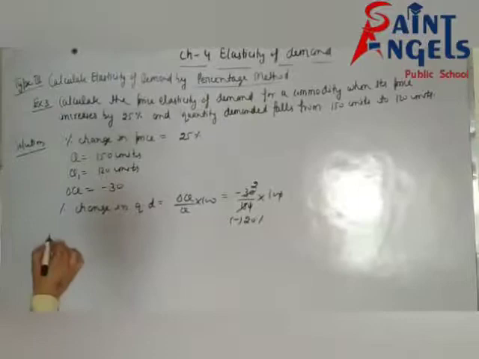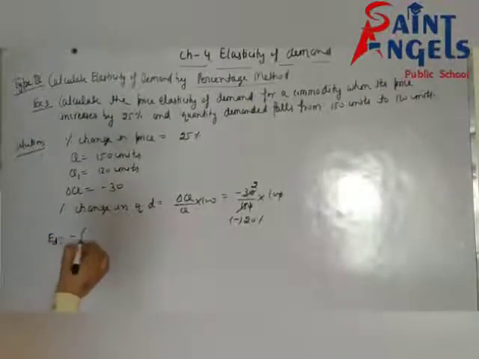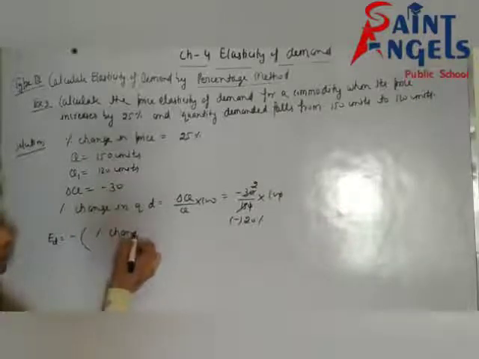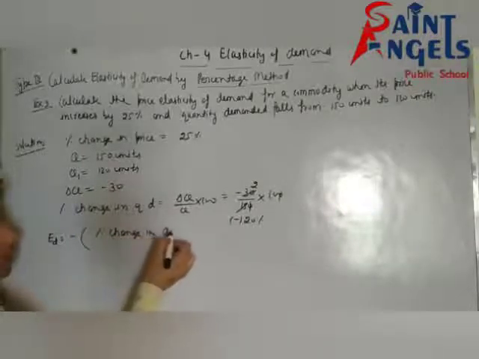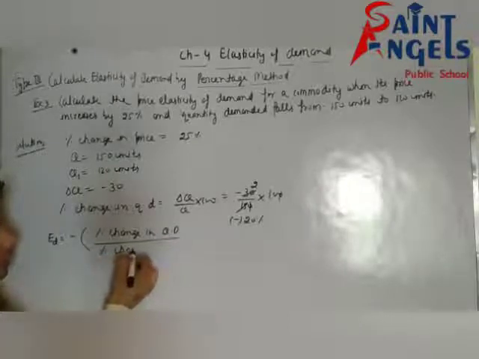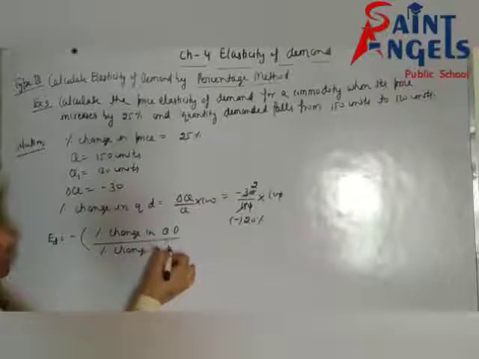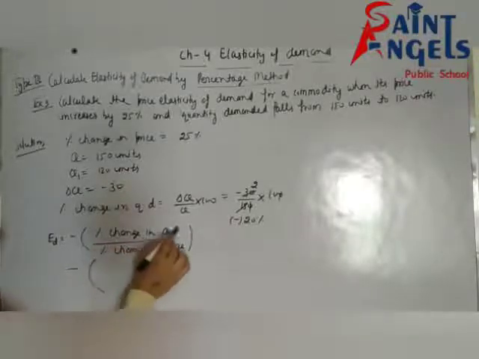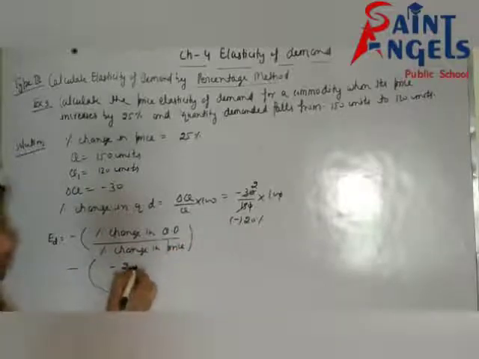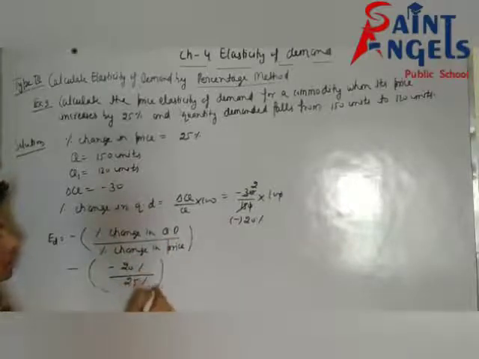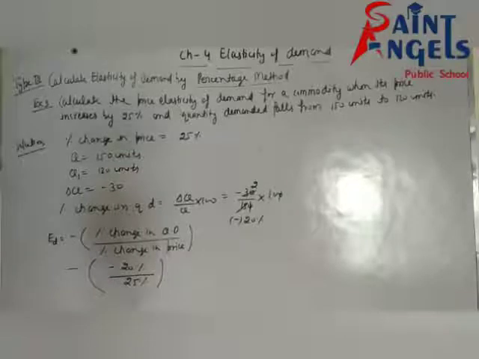And now please use the formula of ED by percentage method. Percentage change in quantity demanded, percentage change in price. Percentage change in quantity means minus 20%, and percentage change in price means 25%. Minus minus will become positive.